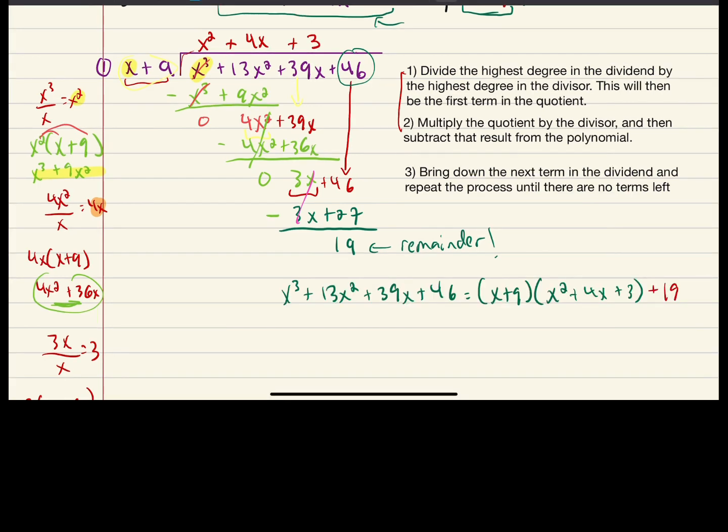And so the division is complete. We can write it like this, where x cubed plus 13x squared plus 39x plus 46 is equal to (x plus 9) multiplied by (x squared plus 4x plus 3), which is the quotient, plus 19, and that is the remainder. So it can be written like this. Let's do another example.